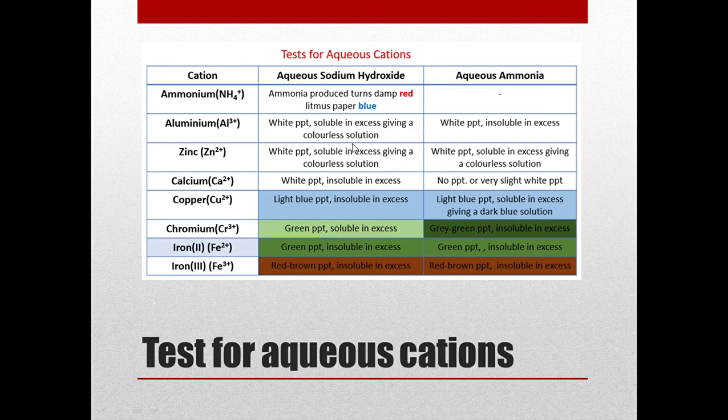And guys, these two cations are the best to remember. Fe2 plus, Fe3 plus, very easy. Fe2 plus gives a green precipitate insoluble in excess. And Fe3 plus gives a red brown precipitate insoluble in excess. It's like both are the same, just the green precipitate and red brown precipitate differ.